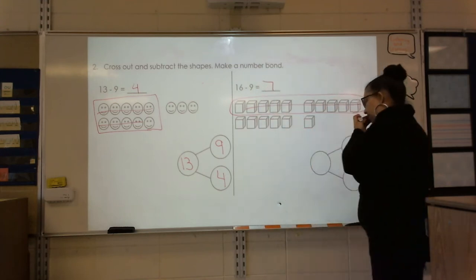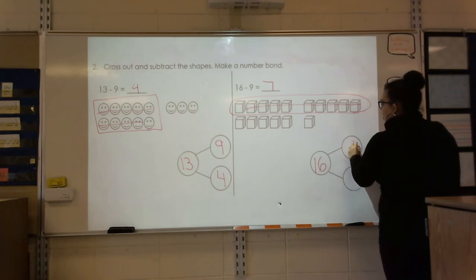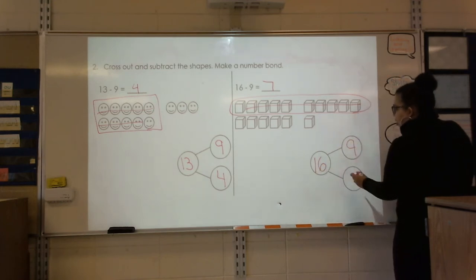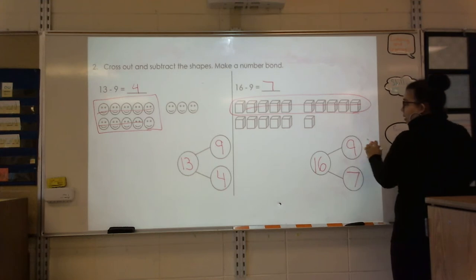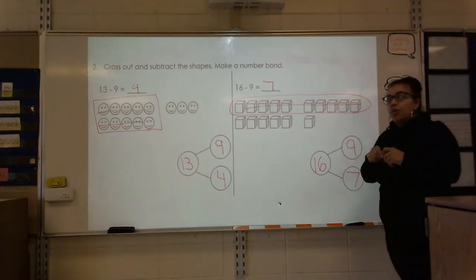Good job. Filling out our number bond, our whole is 16. The part that we knew was 9, and the missing part we found out was 7.